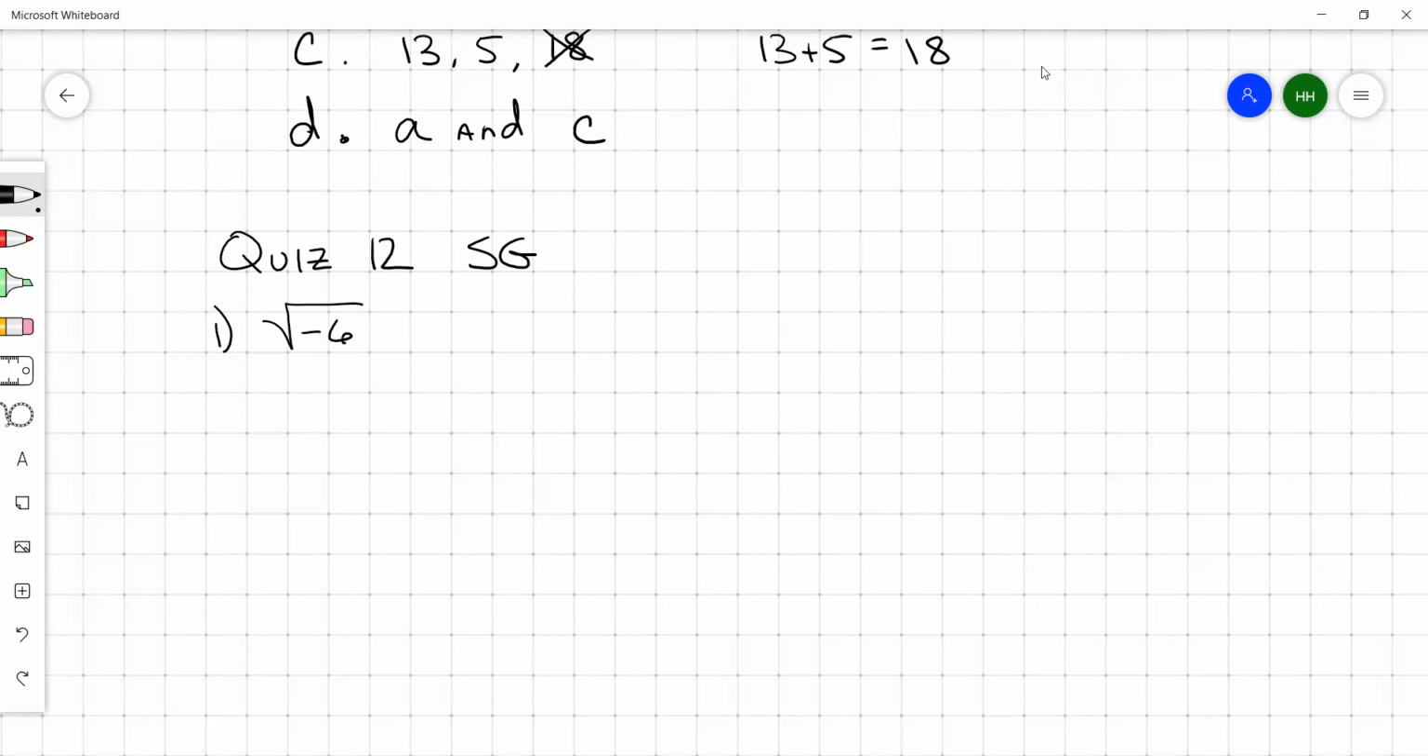Square root of negative 64. That's equal to the square root of negative 1 times the square root of 64. Square root of negative 1 is equal to i. Square root of 64 is equal to 8. So this simplifies to 8i.